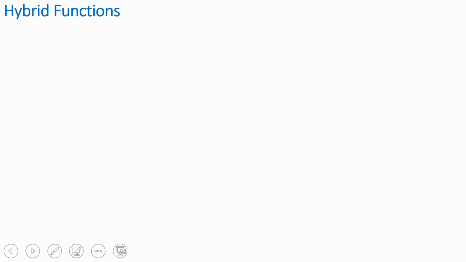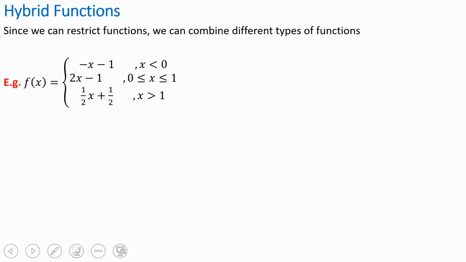What is a hybrid function? A hybrid function is something like this. Hybrid obviously means a bit of both, or a bit of something, right? So that's exactly what you see here. What I'm saying here is this function, f of x, and it's not a relation, keep in mind, I'm saying it's a function. This function is broken up into 3 different parts.